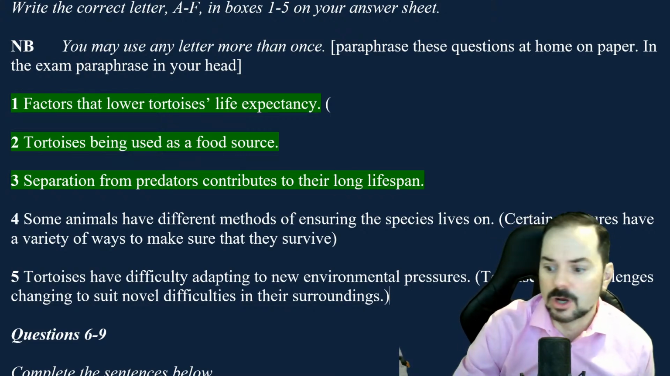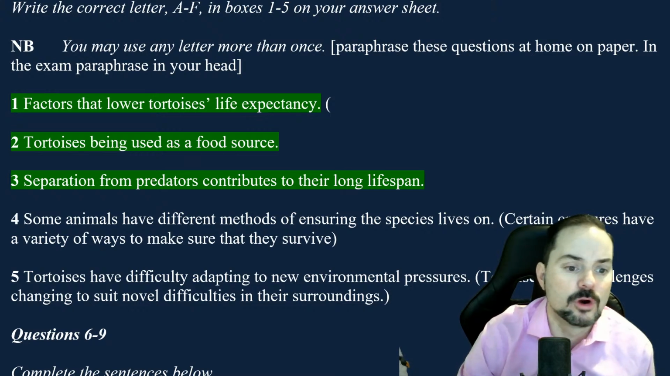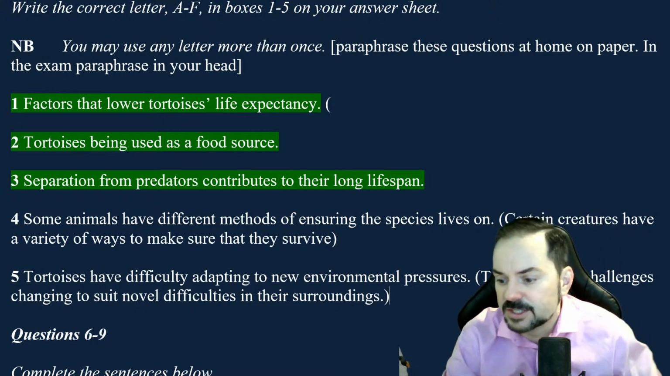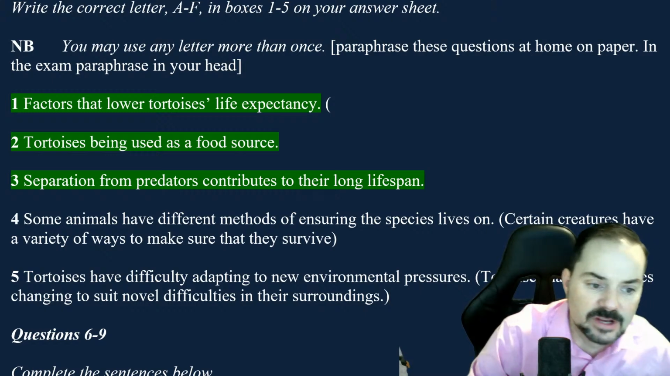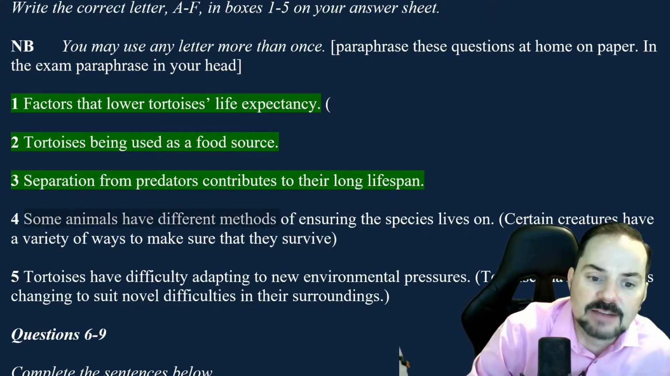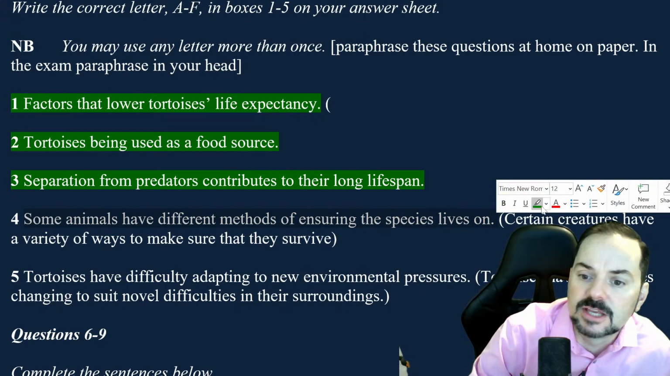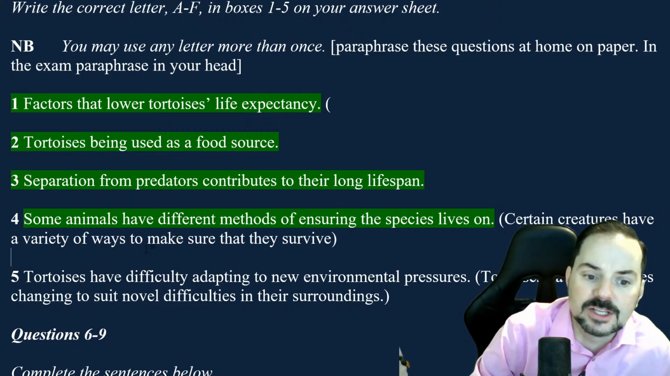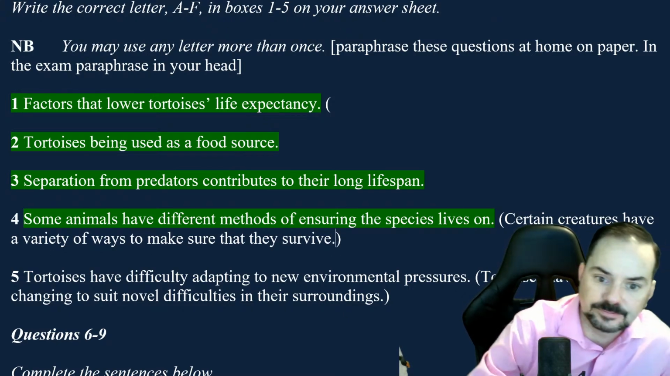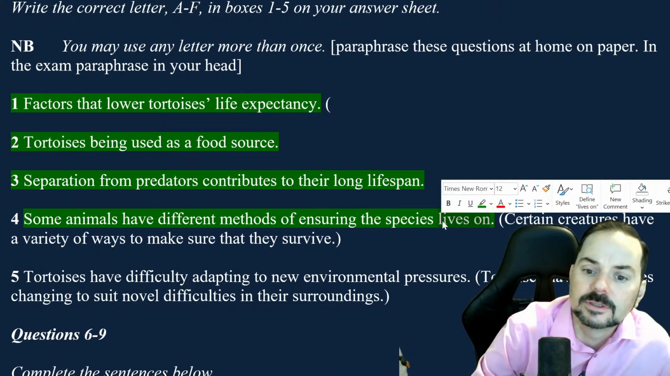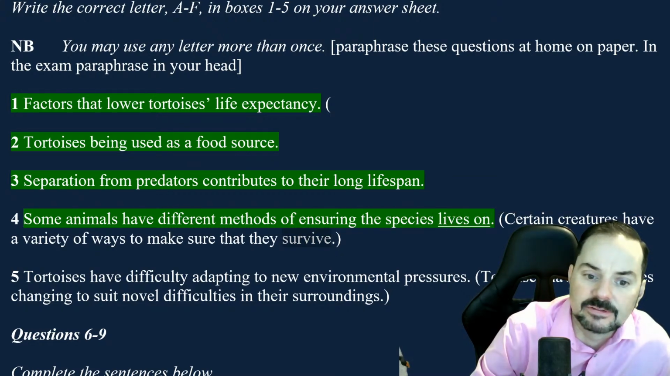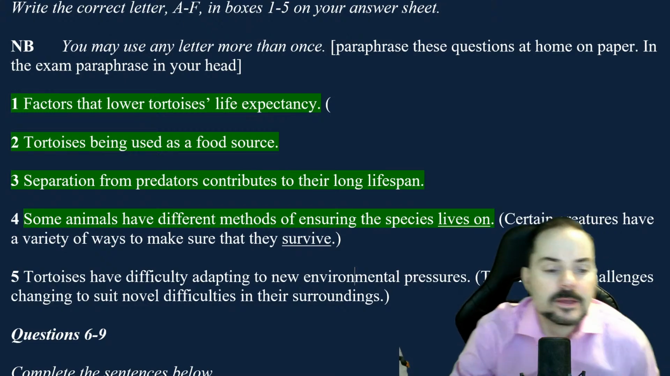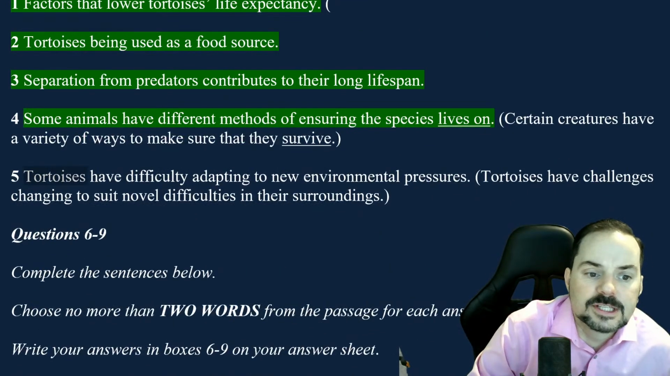So here's my number 4. Oh, there we go. We've got some paraphrasing going on in the chat now. Meanwhile, I'll read my paraphrasing. So number 4, some animals have different methods of ensuring the species lives on. I paraphrase that as certain creatures have a variety of ways to make sure that they survive. Live on means to survive. Okay. And then tortoises have difficulty adapting to new environmental pressures.